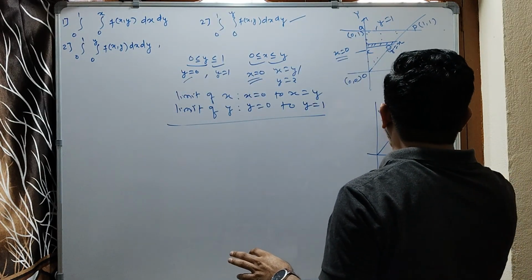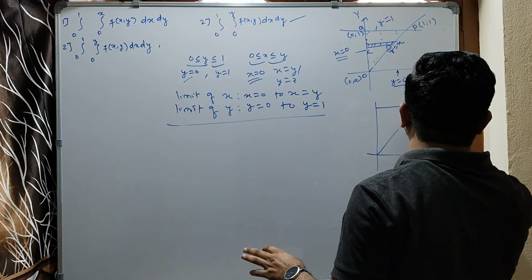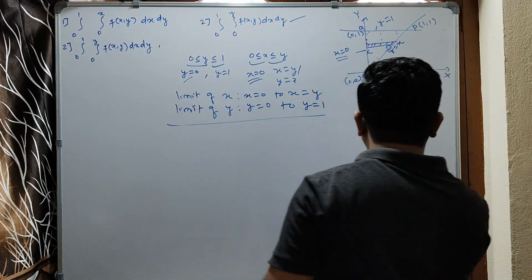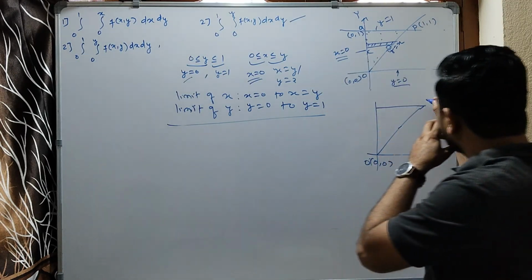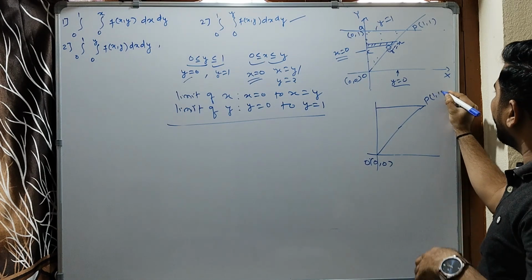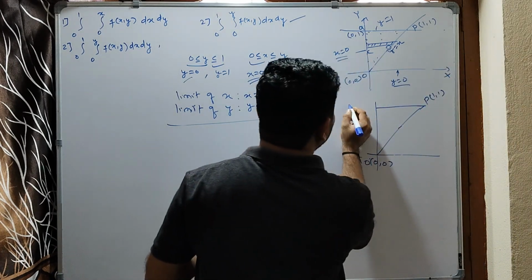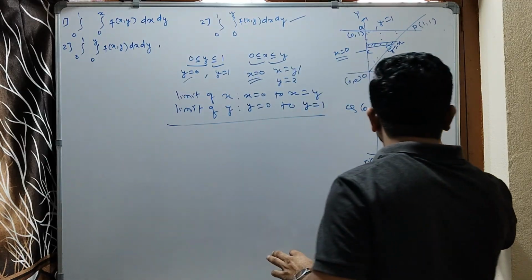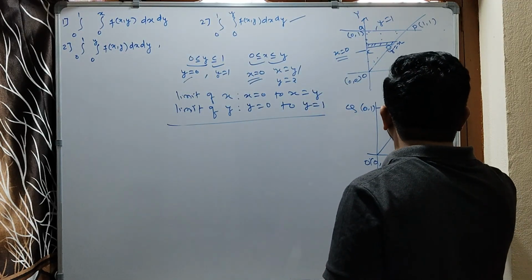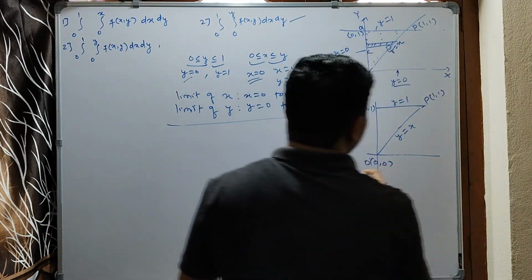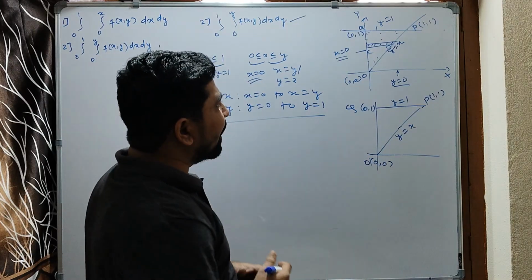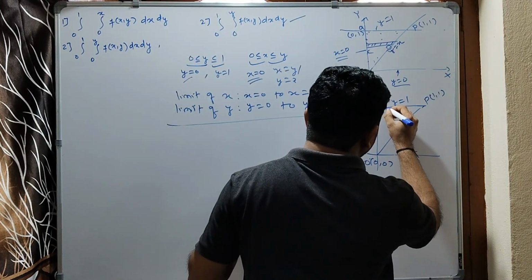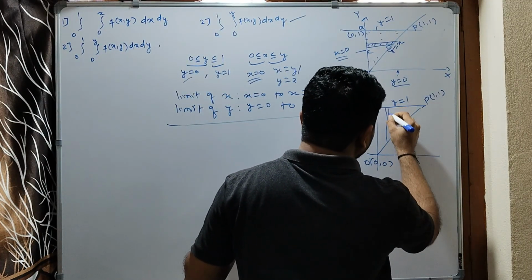So let's say this is the region. Here this is the point O with coordinates (0, 0), this is P with coordinates (1, 1), and this is Q with coordinates (0, 1). Now this is my line y equal to x, this is my line y equal to 1, and this is x equal to 0. Now I want to cover this same region with the help of the vertical strip method.